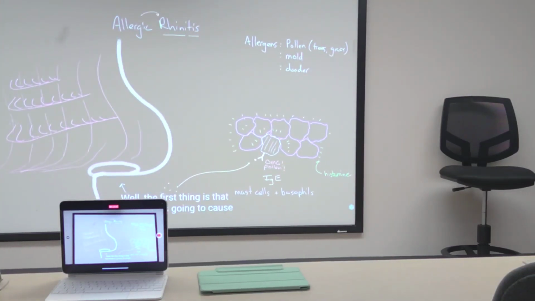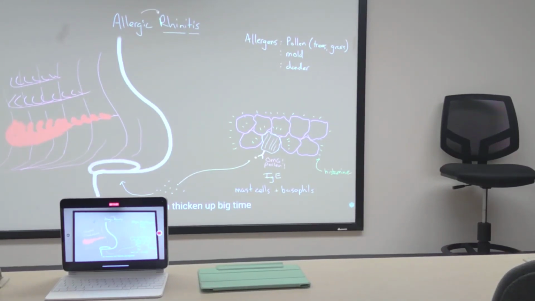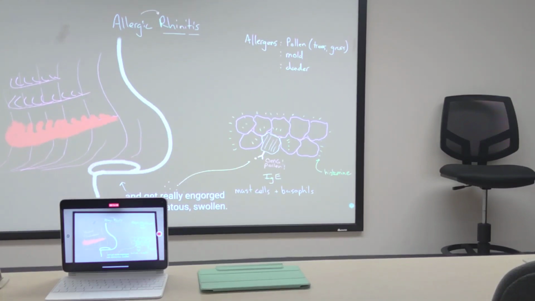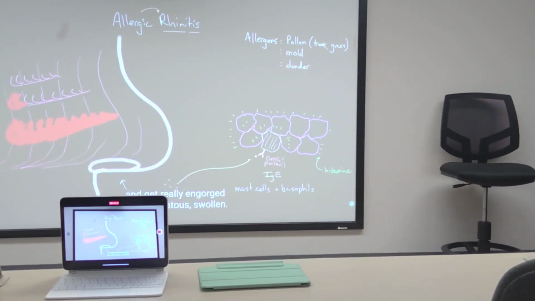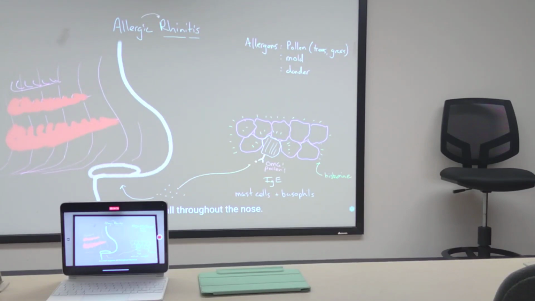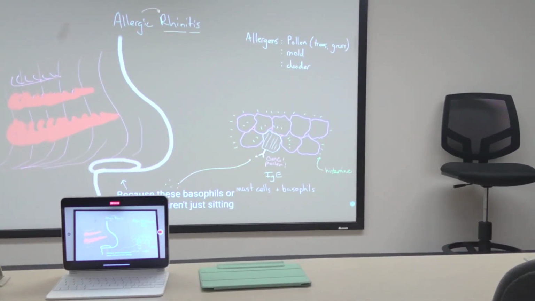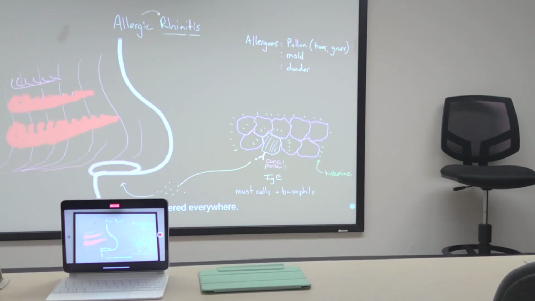Well, the first thing is that histamine is going to cause all sorts of problems with inflammation. And that can be really severe. The mucosa can thicken up big time and get really engorged and edematous, swollen. And that happens all throughout the nose, because these basophils or mast cells aren't just sitting in one particular area, they're scattered everywhere. I'm going to draw some of this inflammation on these ridges in the nose, the turbinates, but it's happening kind of everywhere.